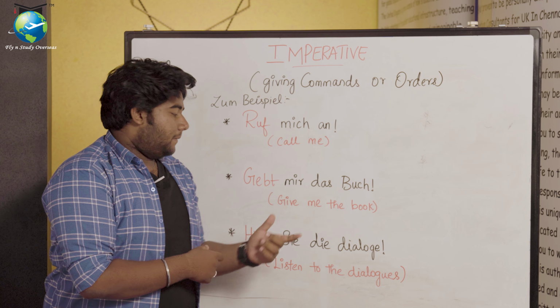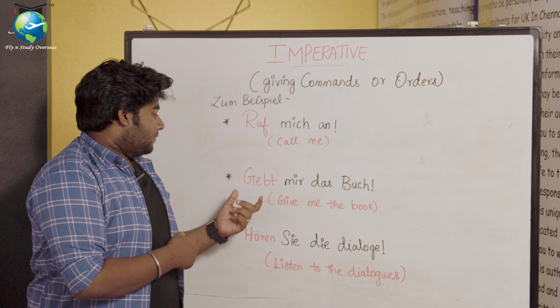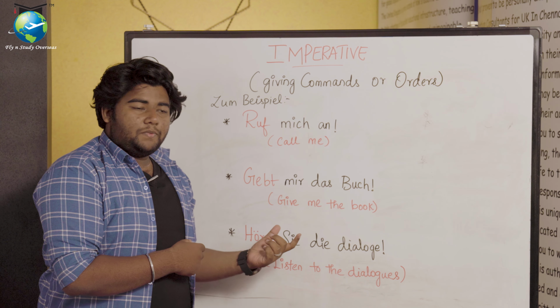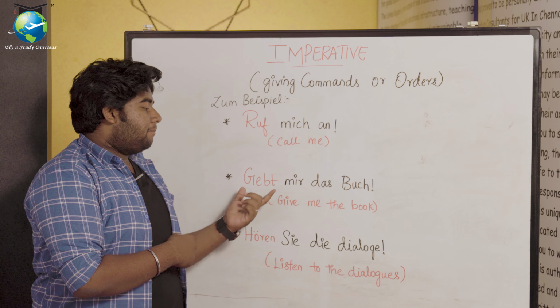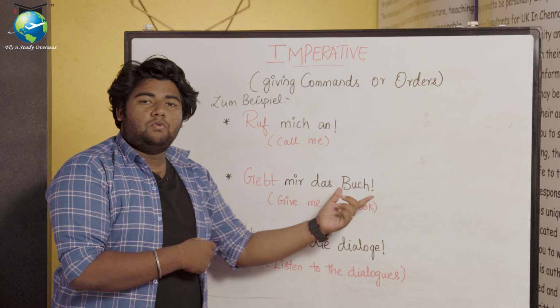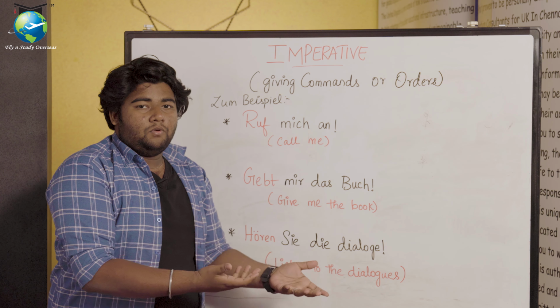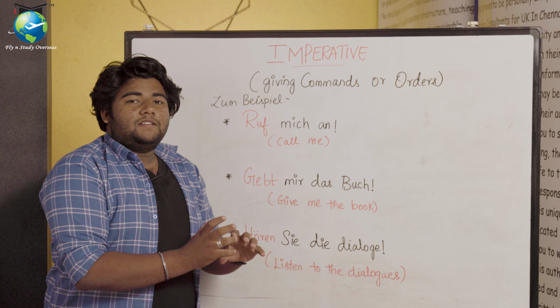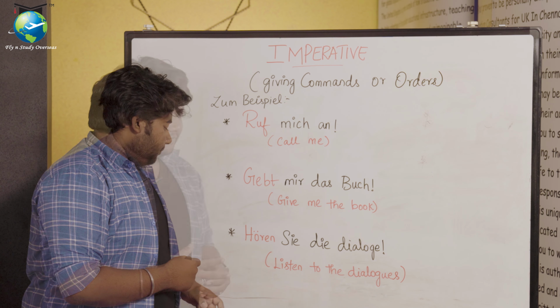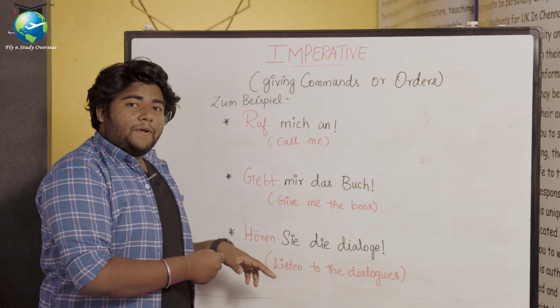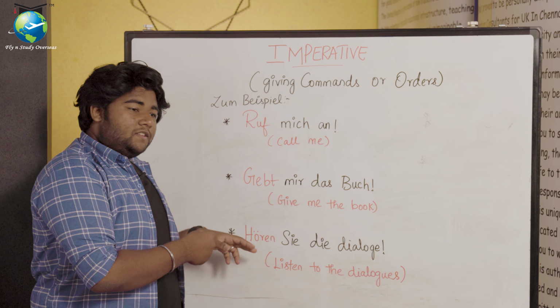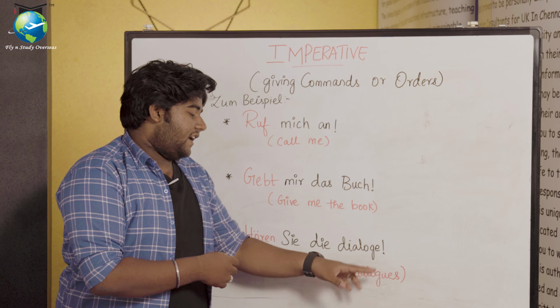What is the meaning of ruf mich an? It is call me. And see an example for ihr. Gebt mir das Buch, which means give me the book. Here it should actually come like ihr gebt mir das Buch, which means you give me the book. But since it is in the imperative form, it is just gebt mir das Buch. And let us see the final example for Sie. Here the imperative rule is applied. Hören Sie die Dialoge. The meaning is listen to the dialogues.